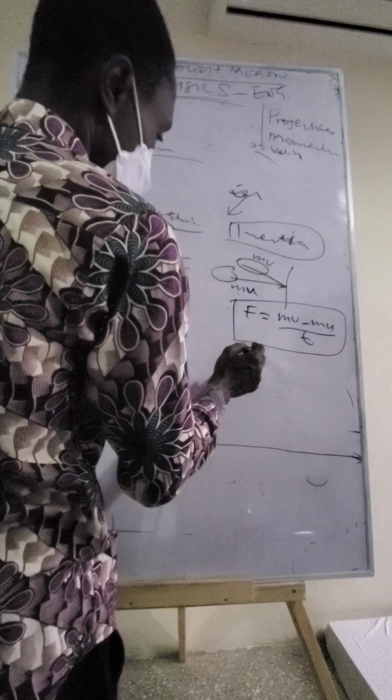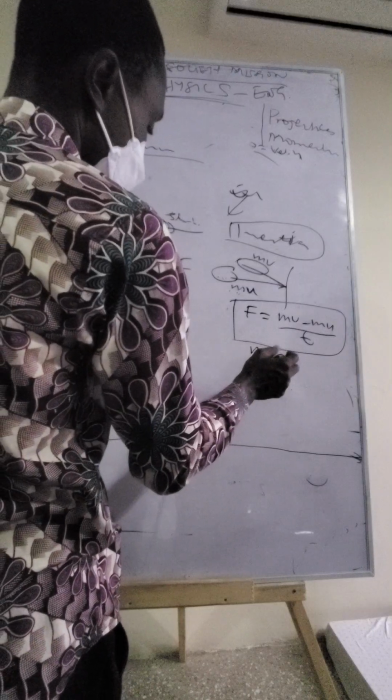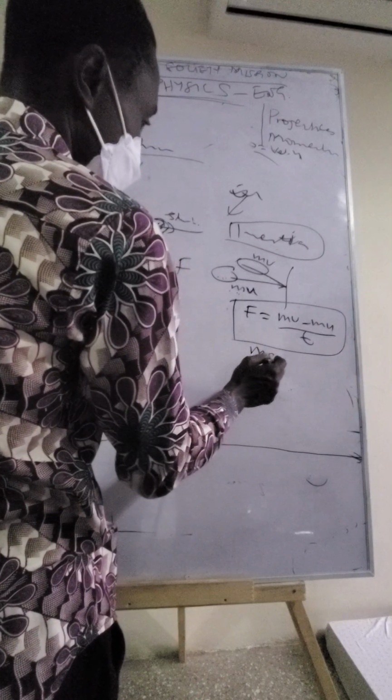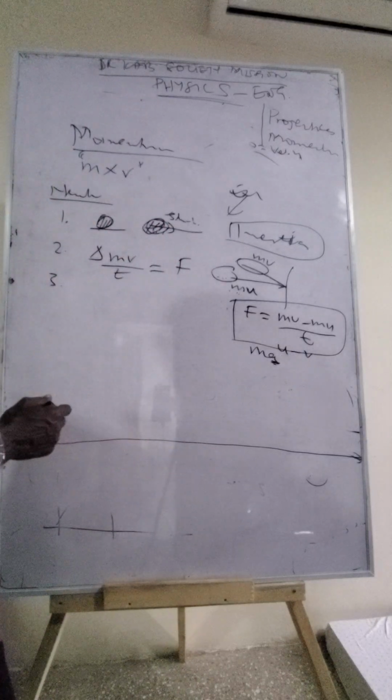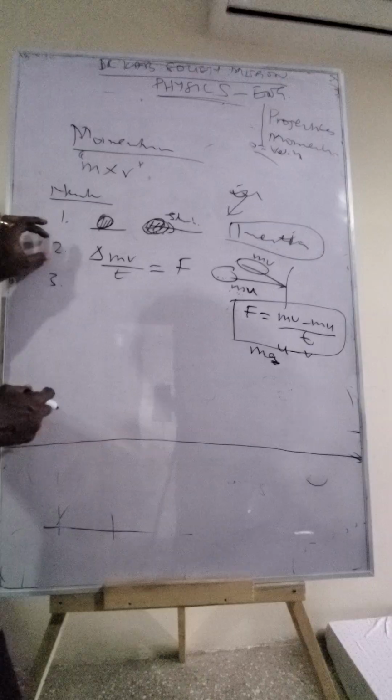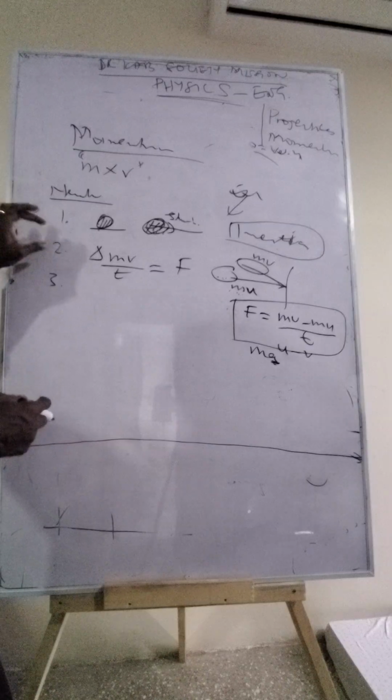And you know force is also equal to what? Mass times acceleration. Acceleration is there because it's acceleration which is going to change u to v. So I'm looking at the mathematical sense of Newton's second law.